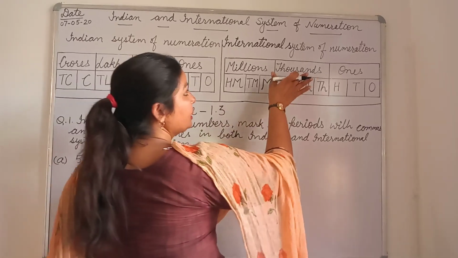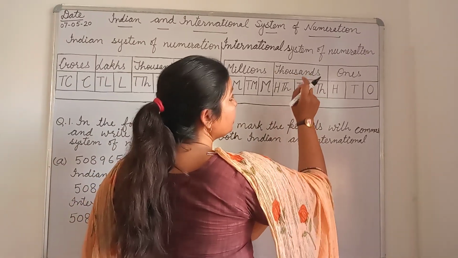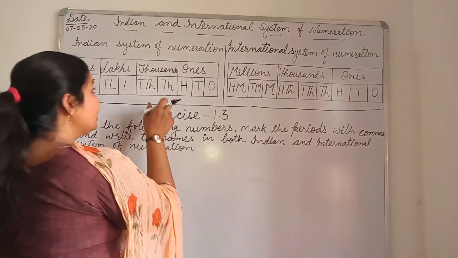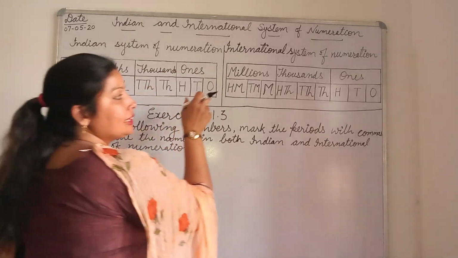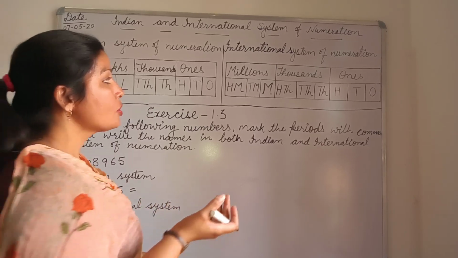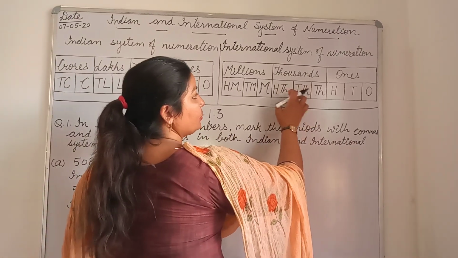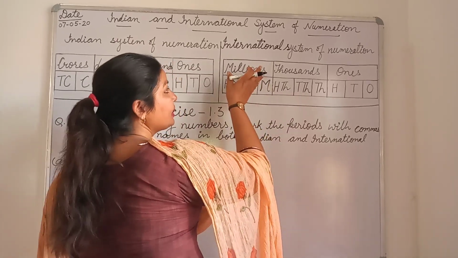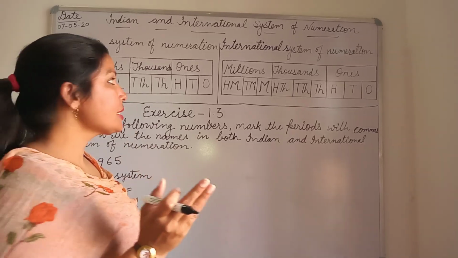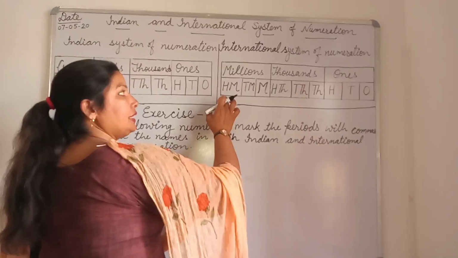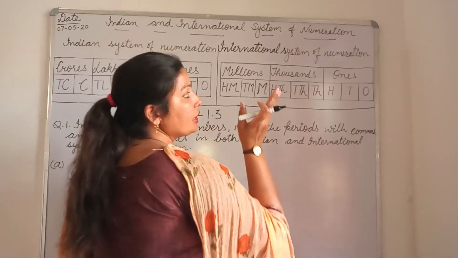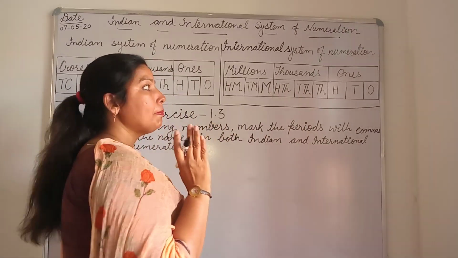Then after that thousand. In thousand period: thousand, 10,000, 100,000. In Indian system we have only two, but in international each period has three places. So in thousand period, 1,000, 10,000, 100,000. Then after that next is millions. So in millions period also three places: million, 10 million, 100 million. Means in international system each period has three places.